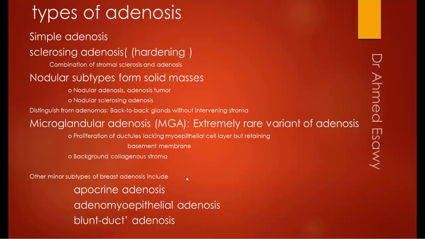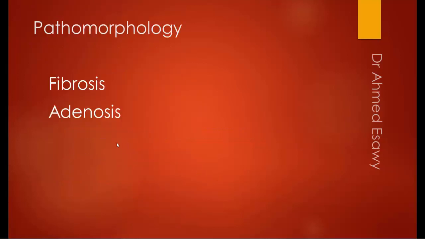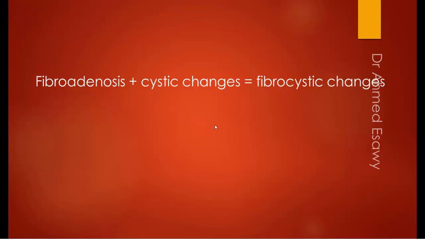Other minor subtypes of breast adenosis include apocrine adenosis, adenomyoepithelial adenosis, and blunt duct adenosis. Pathomorphology: fibrosis and adenosis. Fibroadenosis plus cystic change equals fibrocystic changes. Fibroadenosis includes fibrosis and adenosis without cystic change.